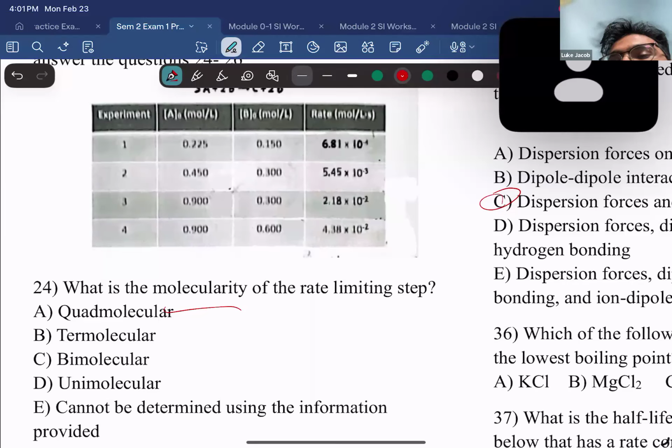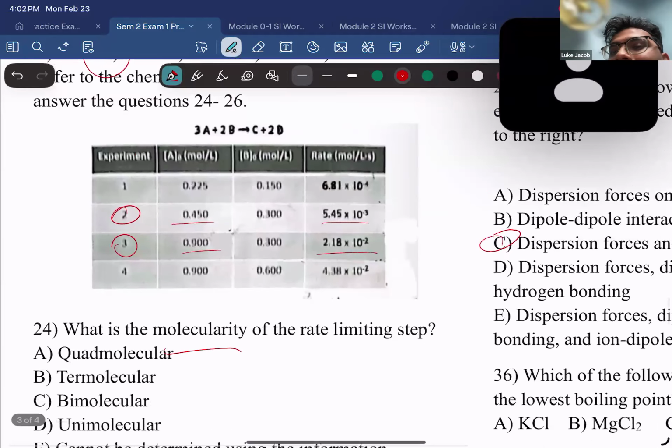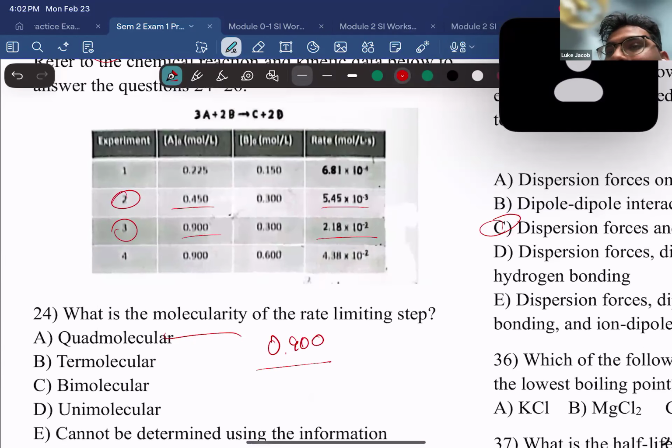Obviously, you guys can do the math. Let's just go through this normally and then I'll explain how I would do it on the exam. So we need to figure out two experiments to isolate one of the concentrations. One of these will be 2 and 3. We see that this gets doubled and this changes, right? So we could do 0.900 divided by 0.450, and then put this as some exponent equals 2.18 times 10 to the negative 2 over 5.45 times 10 to the negative 3.